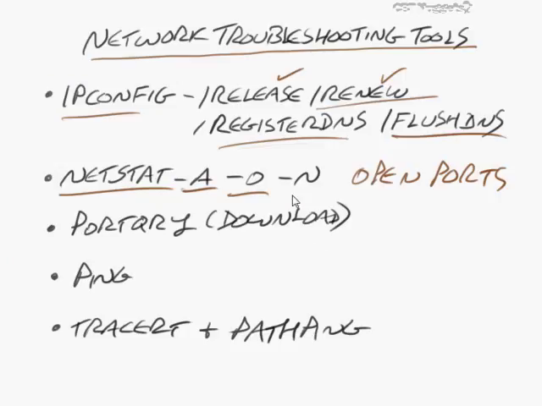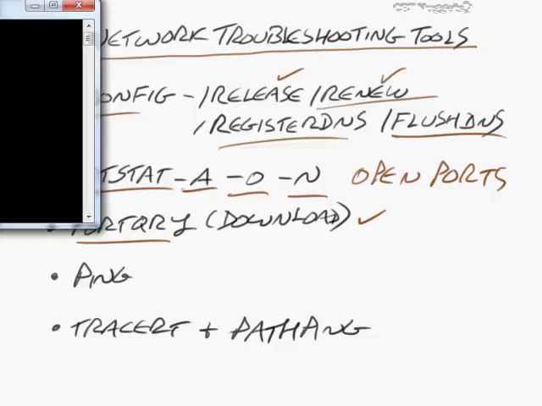And then the other one here, -n, would just simply show you the numbers only. It wouldn't show you the translated or the resolved computer names there. Here's another tool that I really like a lot. It's called Port Query. Unfortunately, it's not included with Windows. I thought it really should have been, but it's just not. Let me show it to you.